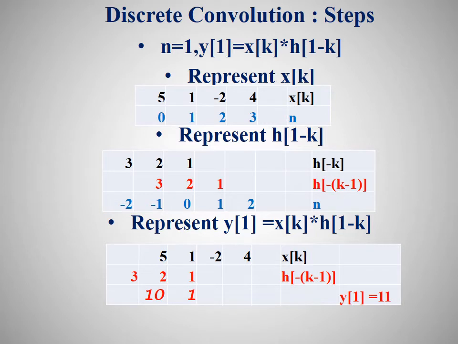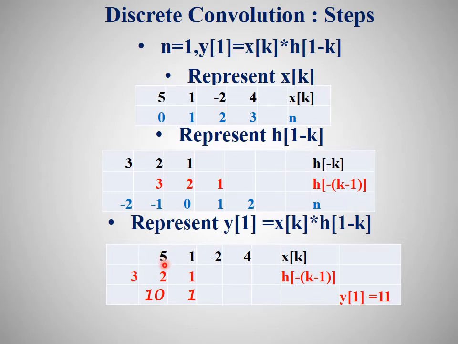So let us go on for our third step, which is the evaluation of y of 1, which is given by x of k into h of 1 minus k. Here x of k is given by 5, 1, minus 2 and 4 at 0, 1, 2 and 3. Hence, the value here at 0 is 2, at 1 it is 1, at minus 1 it remains as 3.